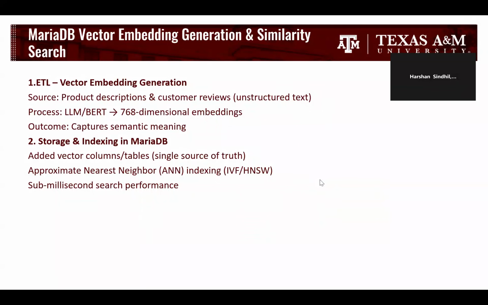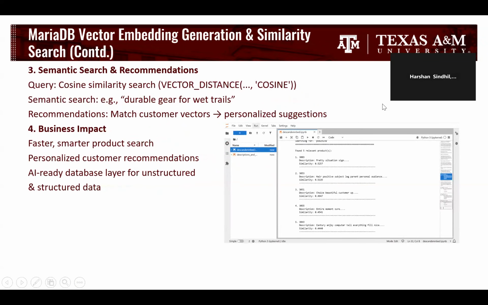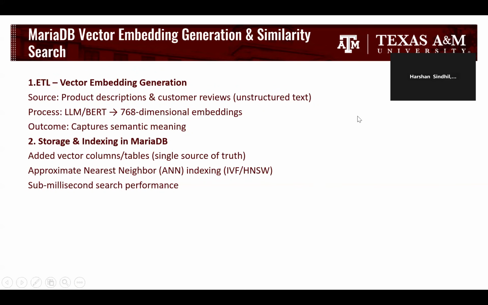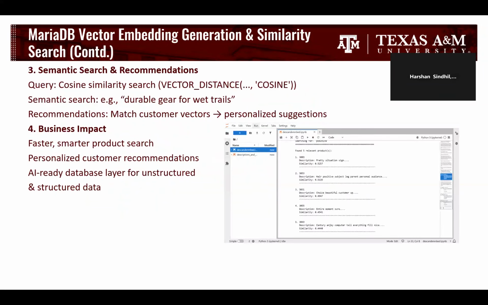To accelerate the retrieval, I implemented approximate nearest neighbor indexing using HNSW algorithms. This allowed sub-millisecond similarity searches even across large datasets, a key performance benchmark for AI-driven applications. If I go to the next slide, it is a continuation slide.